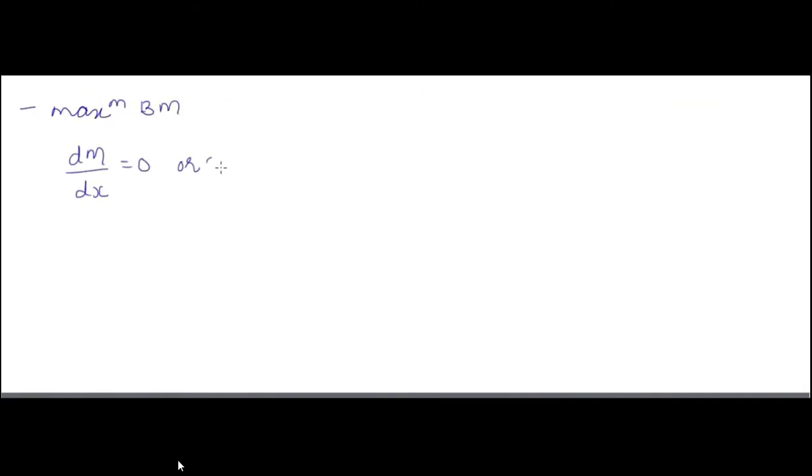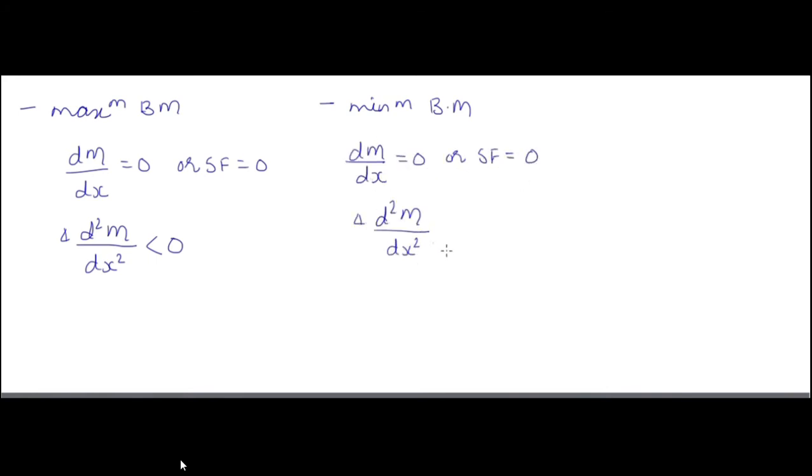For maximum bending moment, dM/dx is equal to 0, or shear force is equal to 0, and d²M/dx² is less than 0. It is the condition for maximum bending moment. And for minimum bending moment, shear force is 0 and concave is up, means d²M/dx² is greater than 0, means positive value, and the other is negative value. Okay, so maximum bending moment means concave down or convex up.